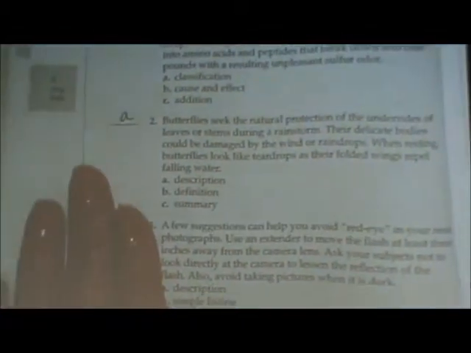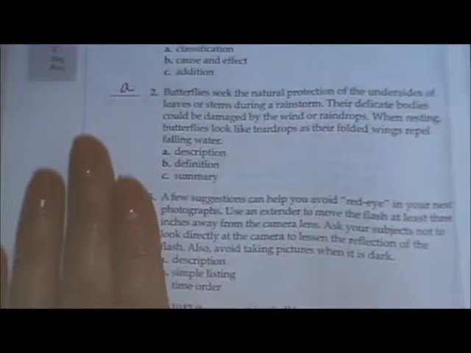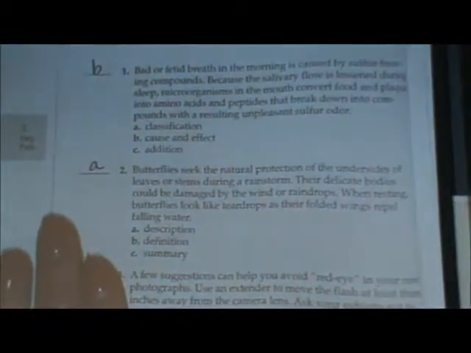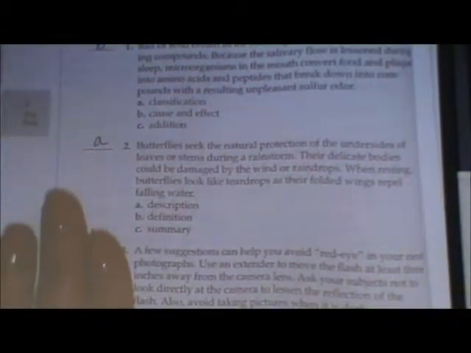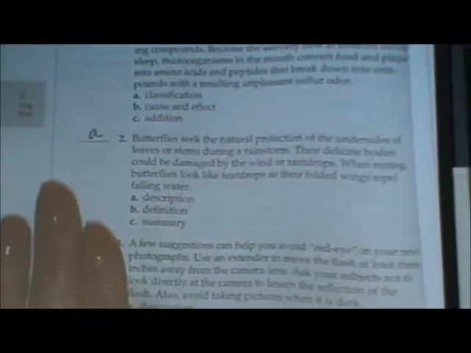Okay, so you can see that I have the answer for you. It's description. How do I know it's description? Well, just from reading it. It tells about their delicate bodies. When resting, butterflies look like teardrops. It gives me a clear description of what that looks like. It doesn't necessarily give me a definition, so it's not definition. It just gives me a description. And of course, it's not summary because a summary would mean something that comes at the end and sort of summarizes everything up for us. So number 2 is A, butterflies.